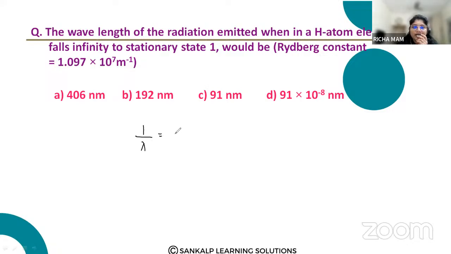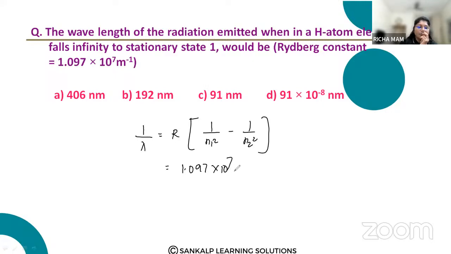1 by lambda is equal to R, 1 by N1 square minus 1 by N2 square. So this is the formula. What is Rydberg's constant value? It is 1.097 into 10 raised to 7.